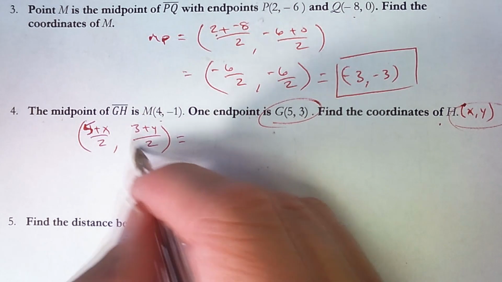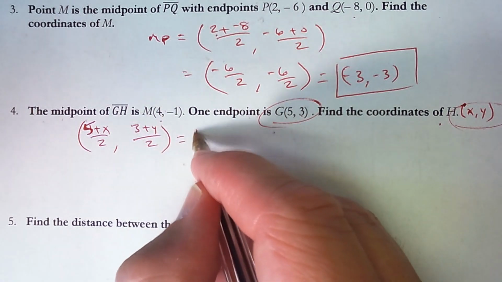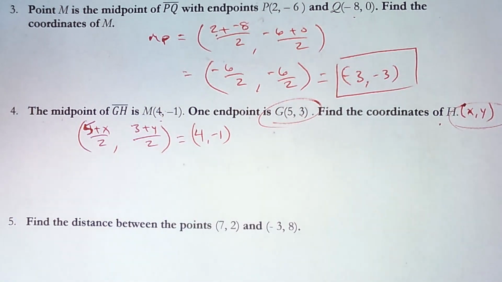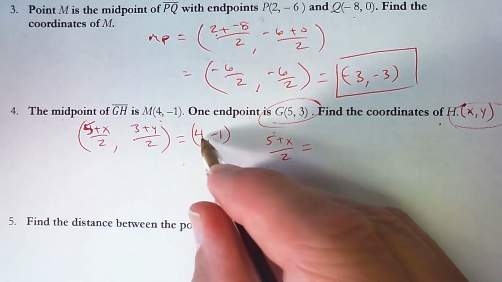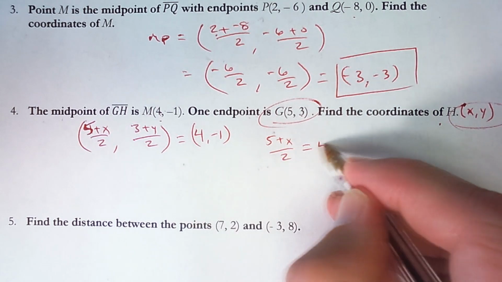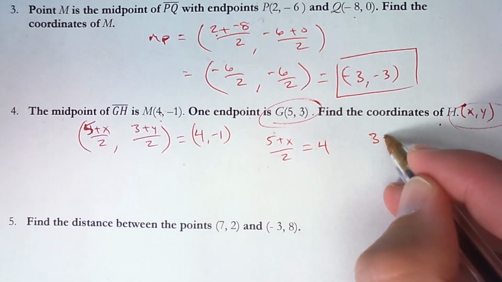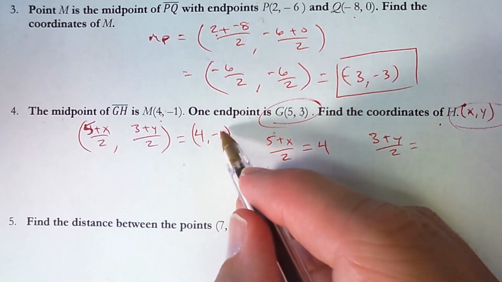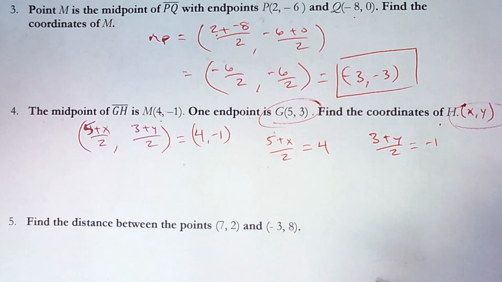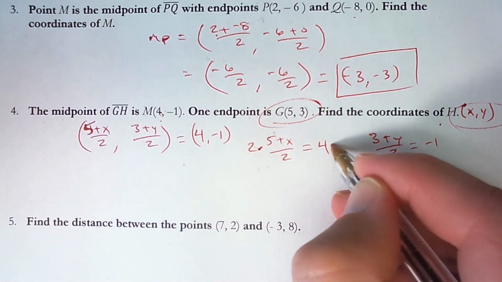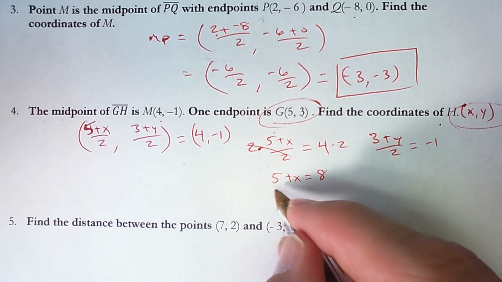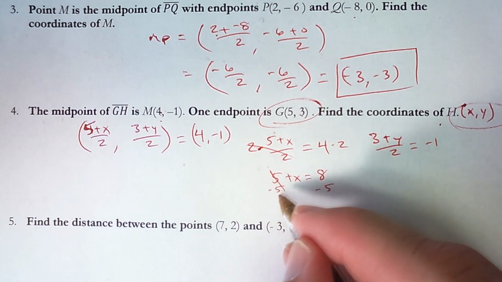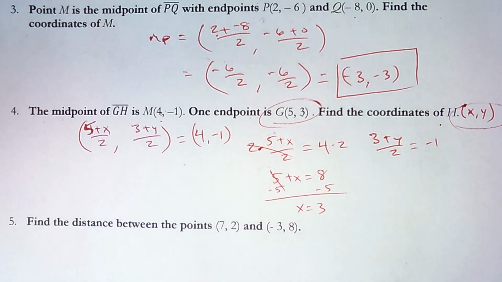And the average of the x's and the average of the y's gives me the midpoint, which is 4, negative 1. So from there, I get two different equations. 5 plus x over 2 gives me the midpoint's x coordinate, 4. And 3 plus y over 2 gives me the midpoint's y coordinate, negative 1. Multiply both sides by 2. 5 plus x equals 8. Subtract 5. X equals 3.